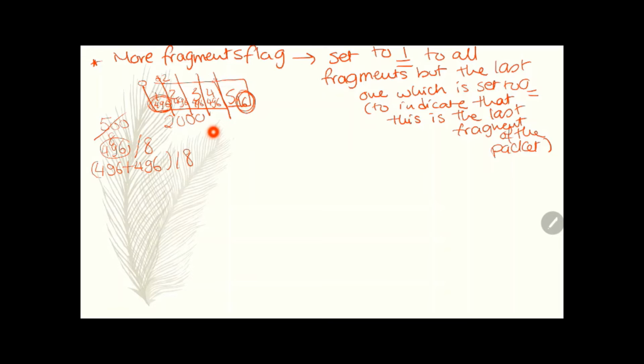I get the offset of the last fragment from the ones before it, not the ones after. So I don't need it to be divisible by 8. Simply, the last one would be 496 plus 496 plus 496 plus 496, divided by 8. This would give the fragment offset of the last fragment. So I don't need the data in it to be divisible by 8, as I already get the offset from the data of the previous fragments. Okay, this was a side note.